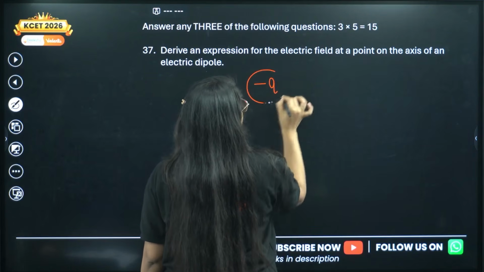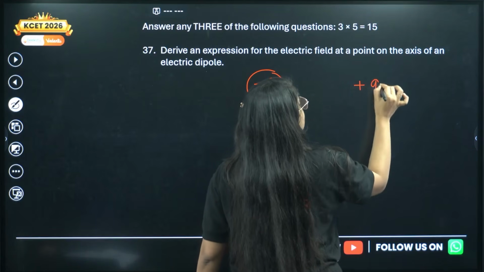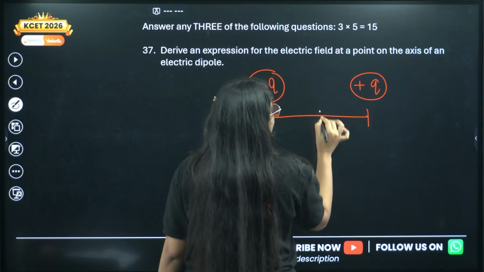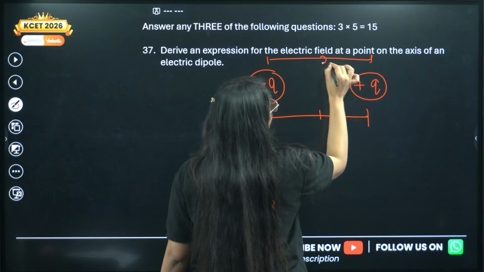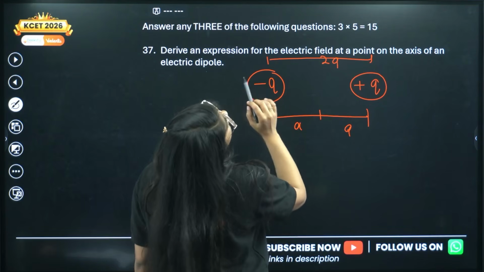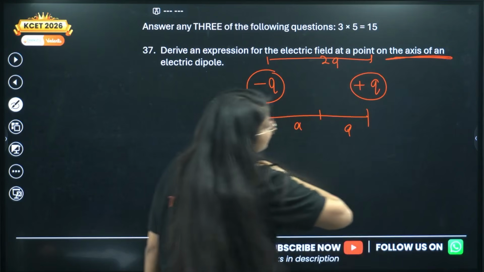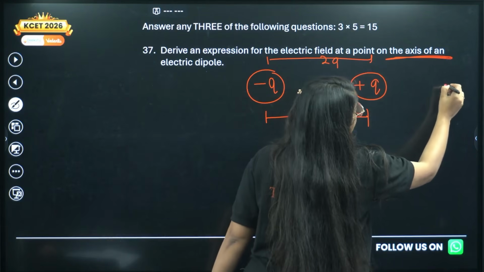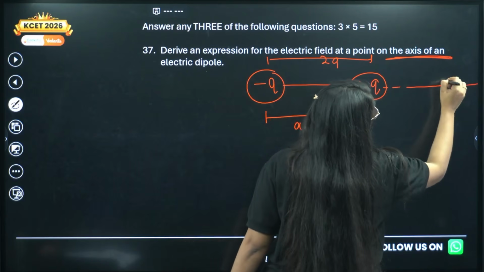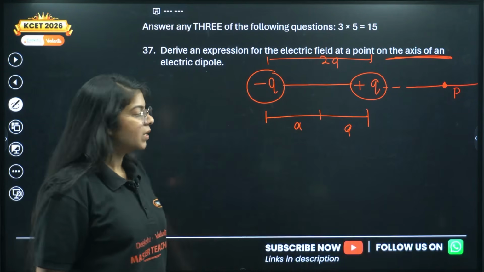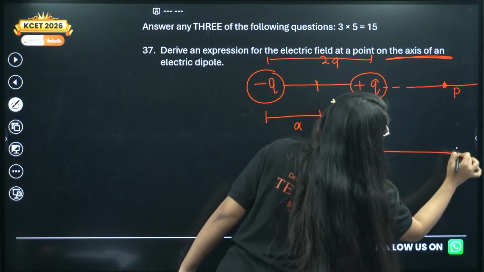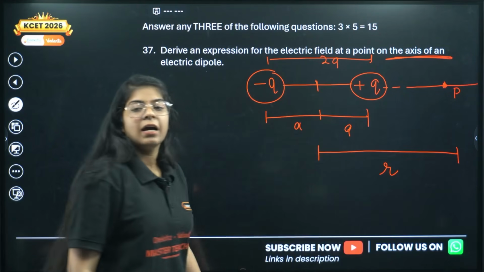This is, let's say, my charge minus q. This is plus q. And the distance between the centers of these charges in the dipole is 2a. Basically, this is 2a, and from the center this is also a, this is also a. Now they have asked at a point on the axis. So let me take a point on the axis of this dipole. This is the axis of the dipole. So if I extend it, this is on the axis. Correct? So on the axis, the distance from the center till this point is, let's say, r.